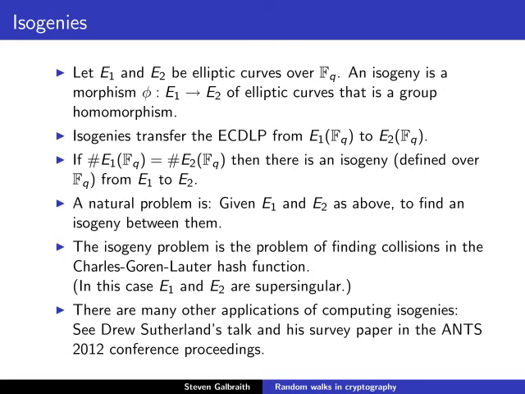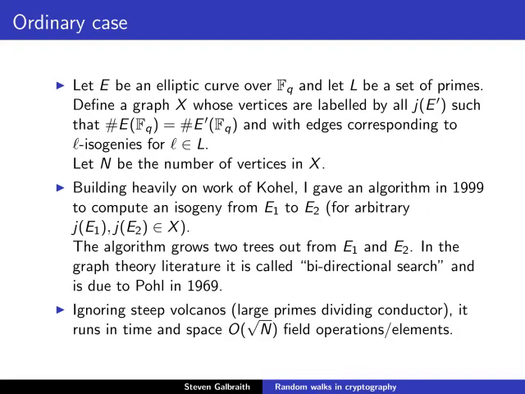Basic fact: if two curves have the same number of points, there's an isogeny between them. So a very natural question is, given two curves with the same number of points, can you construct an isogeny between them? And this is a problem I was interested in a long time ago.